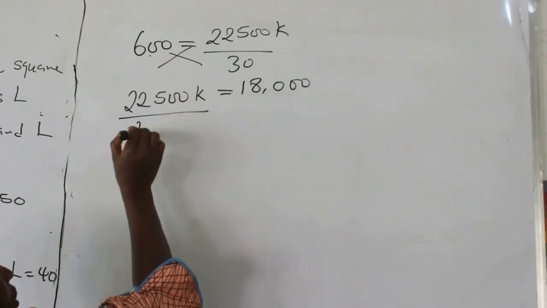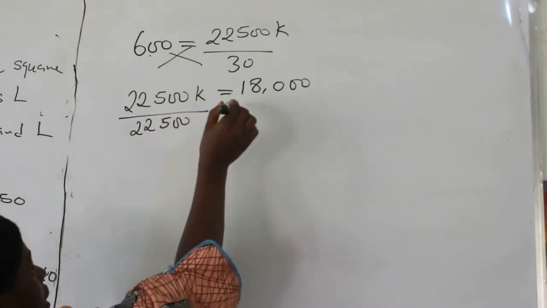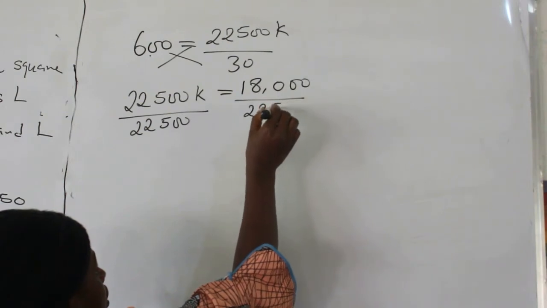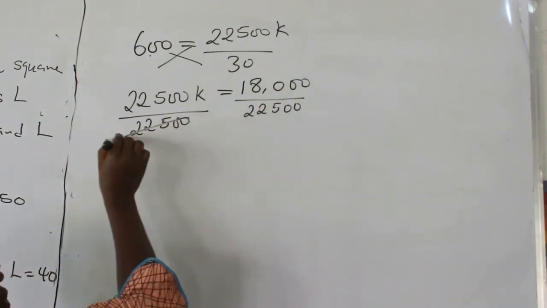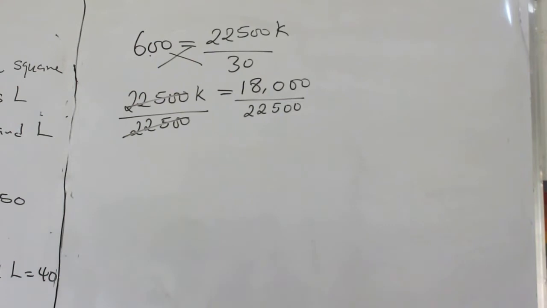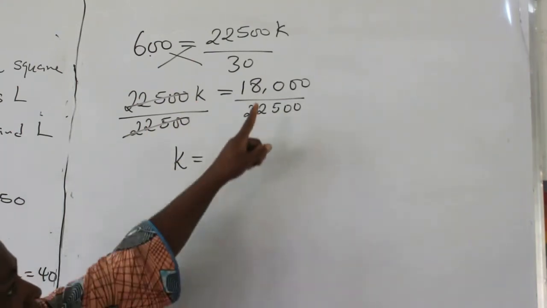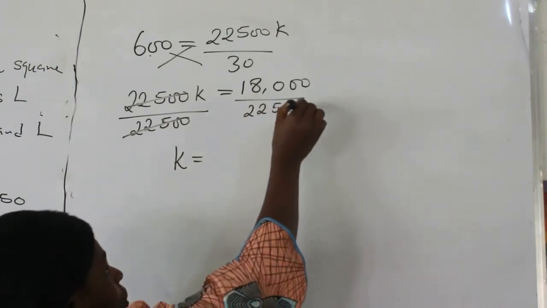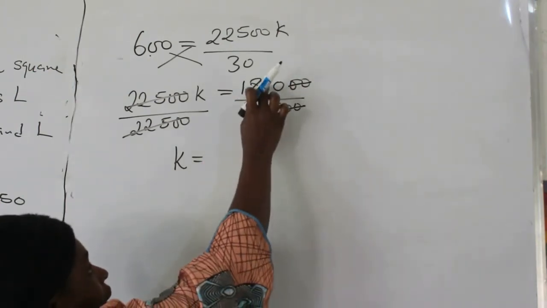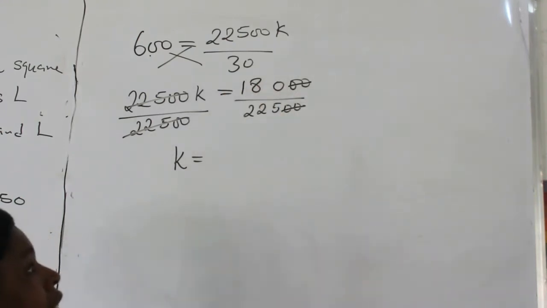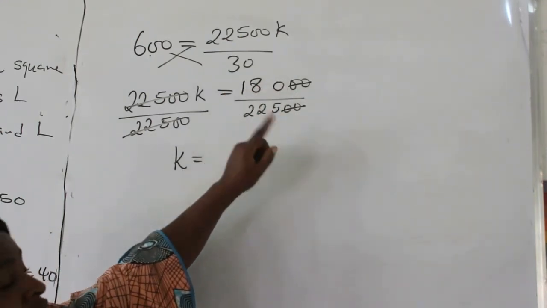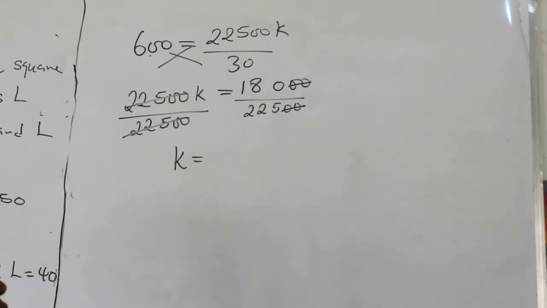So we are looking for the value of K. We divide through by 22,500. So 22,500 will go. We're left with this K. Now let's reduce this one. These two zeros can cancel here. So now we are left with 180 over 225. So we can further reduce it using their common factor. I think the common factor here, 3 can go.